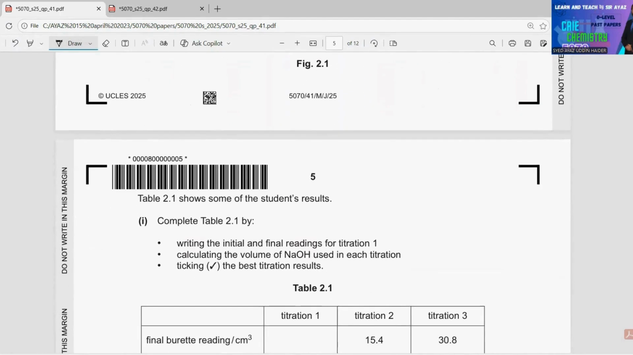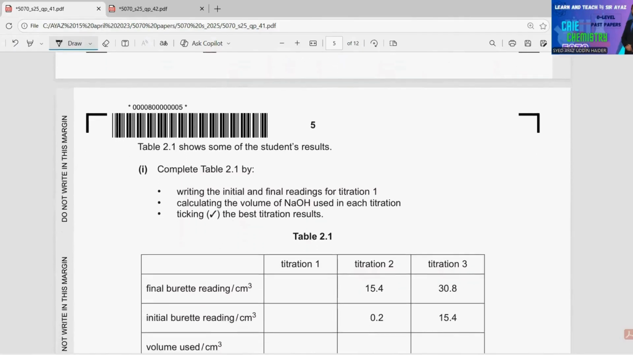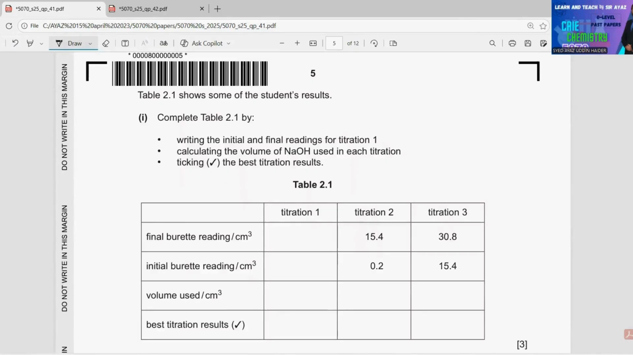Table 2.1 shows some of the students' results. 1. Complete table 2.1 by writing the initial and final readings for titration 1, calculating the volume of NaOH used in each titration, taking the best titration results. So the final burette reading for titration 1 is 18.1, which I've just written, and 2.4 for the initial reading. If you find the difference for this one, you will get 15.7.